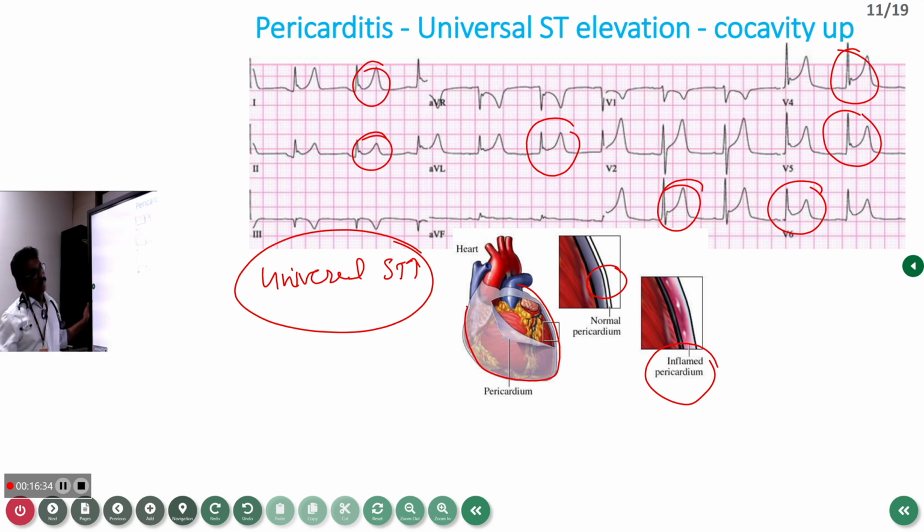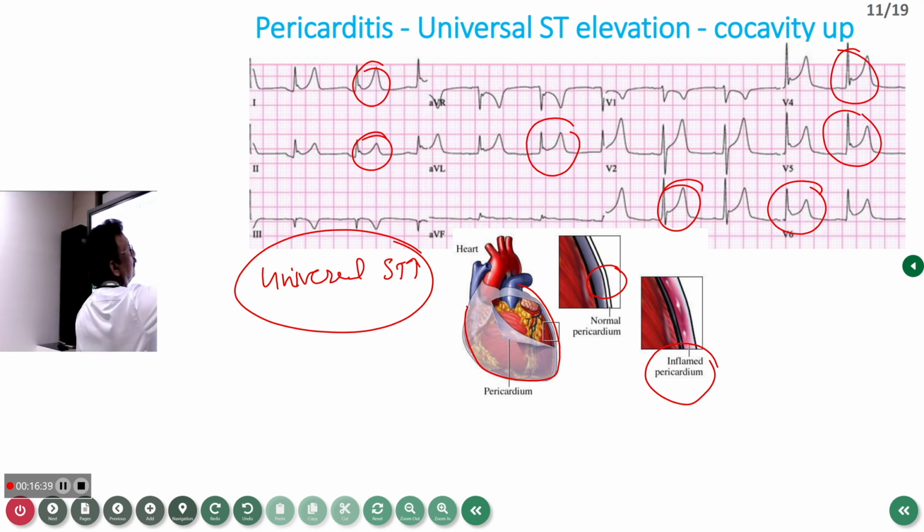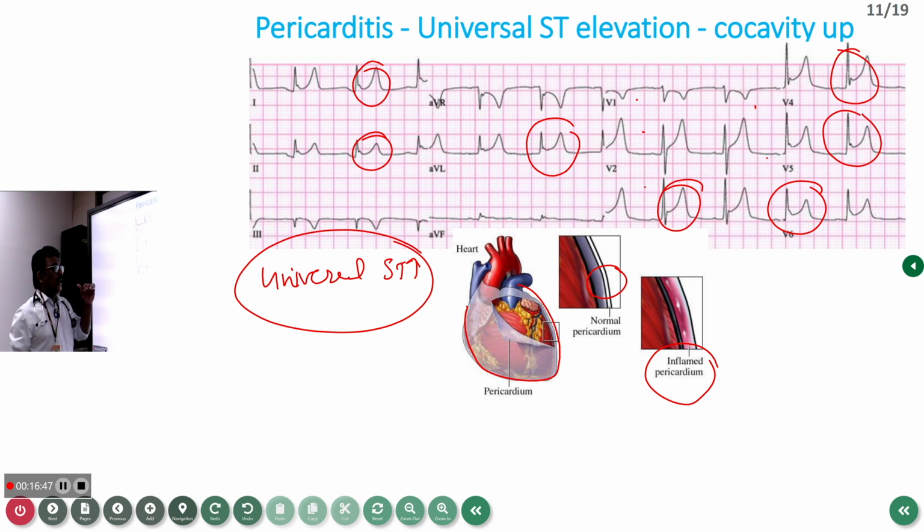And this will not be confined to any group of leads. Suppose it is an anterior MI, V1, V2, V3, V4, V5 will be involved, and there will be ST depression in leads II, III, aVF. That is not happening here. All the leads are involved.